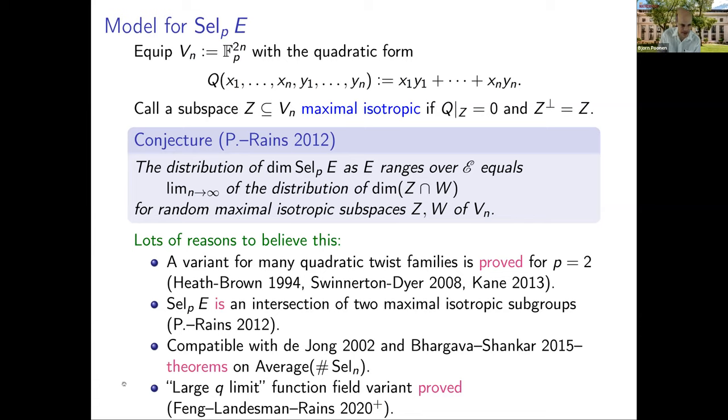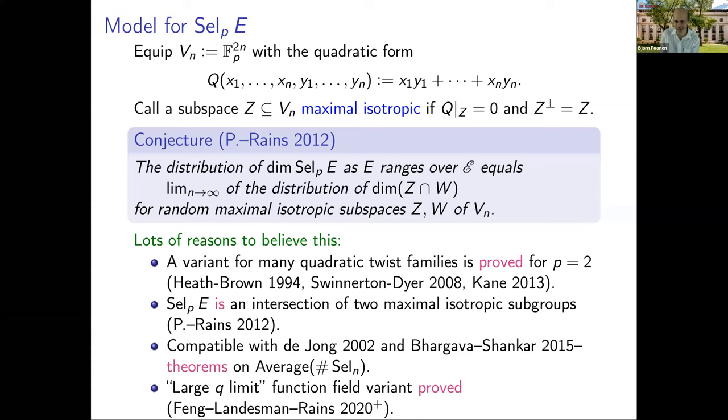And recently there's some further evidence for this. If you take the function field version, but then you take what's called a large q limit version of it, where you bound the height first and then you let the q go to infinity, and then you try to look at the distribution of these things, it's actually proved that this distribution is correct for that variant of the problem. Okay, so I hope you believe this conjecture. If you don't believe this, you're definitely not going to believe what I tell you later.